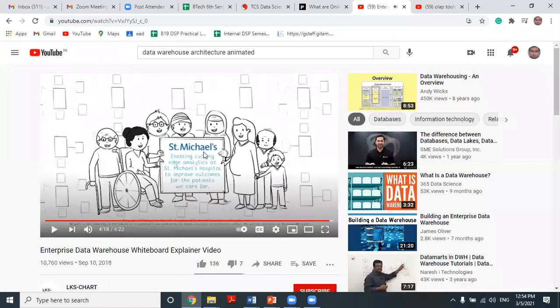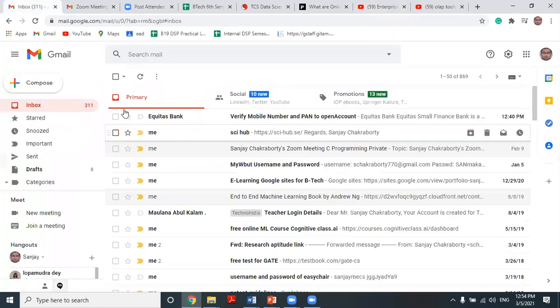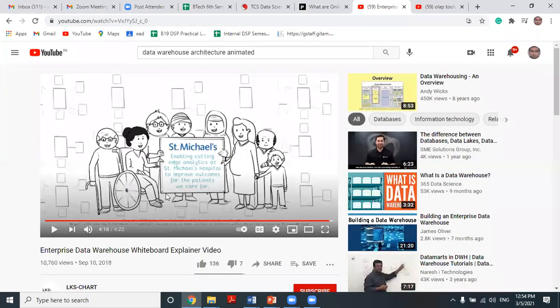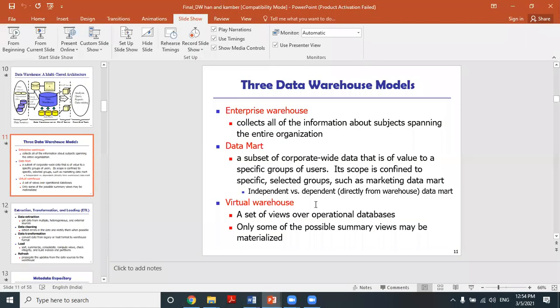Okay, do you understand what has been discussed? I already discussed all these things: fact tables, dimension tables, enterprise data warehouse. Based on the architecture which I already discussed, we can divide the entire data warehouse into 3 types. These are the 3 types: enterprise data warehouse, data mart, and virtual data warehouse.